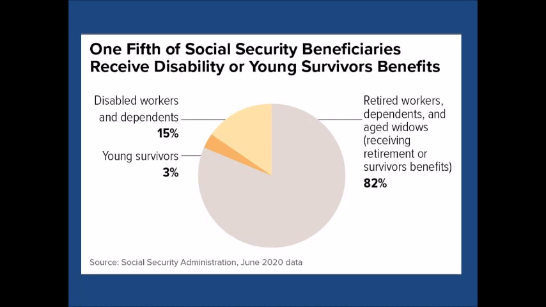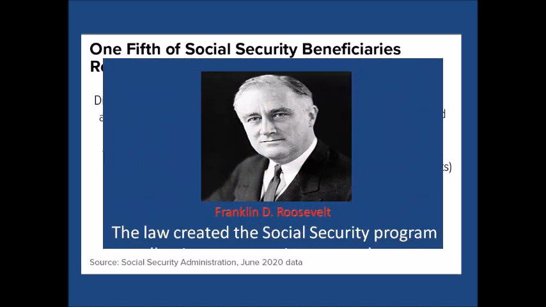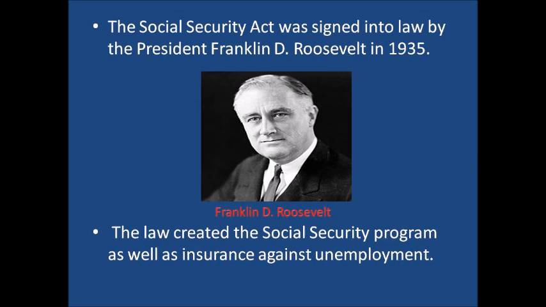The Social Security Act was signed into law by the President Franklin D. Roosevelt in 1935. The law was part of Roosevelt's New Deal of Domestic Program with the motive to provide income to the specific section of individuals. So, the law created the Social Security program as well as insurance against unemployment.